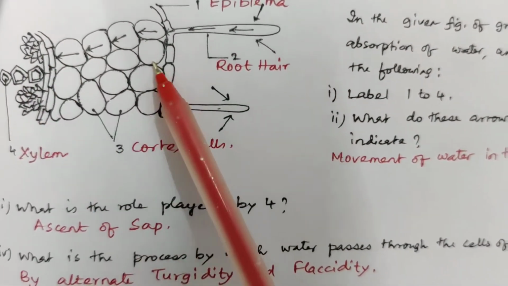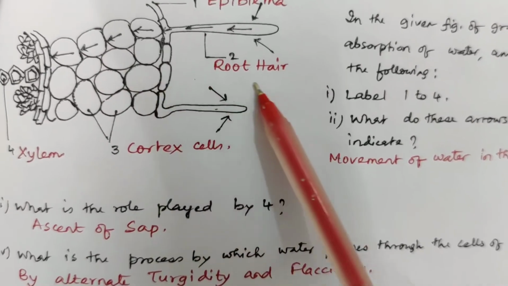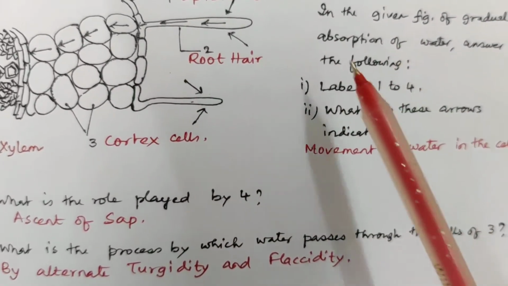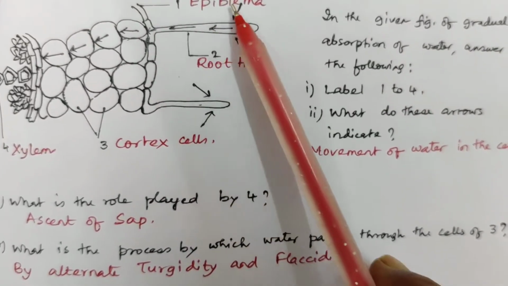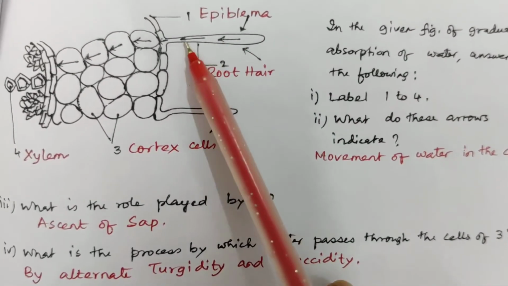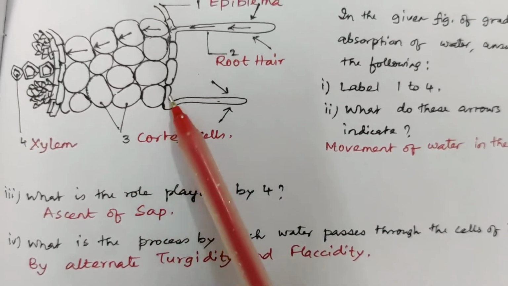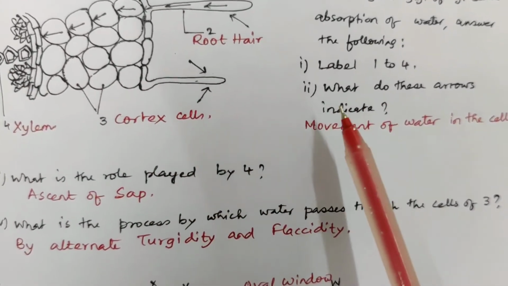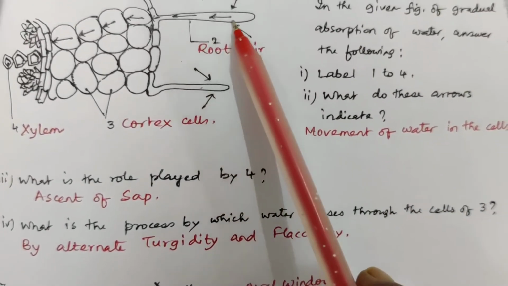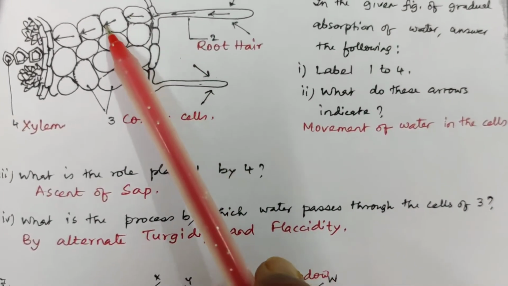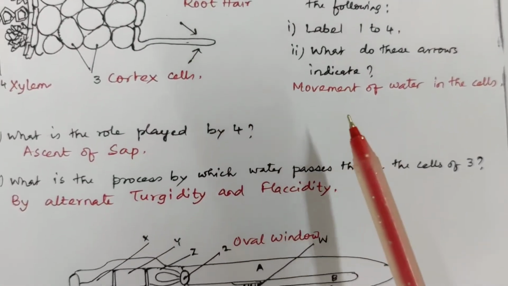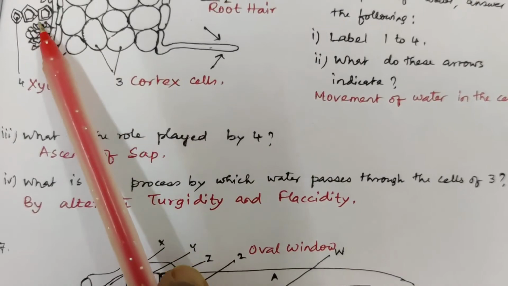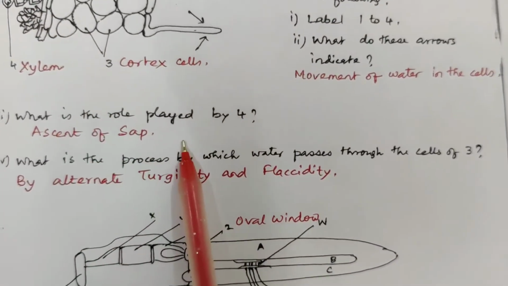Now this figure, this is absorption by the root. Now this one is epiblema, 2 is root hair cell, 3 is cortical cells or cortex cells, and 4 is xylem. What do these arrows indicate? These small arrows, this one, they indicate the movement of water in the cells. What is the role played by 4? 4 means xylem. The xylem helps in ascent of sap.